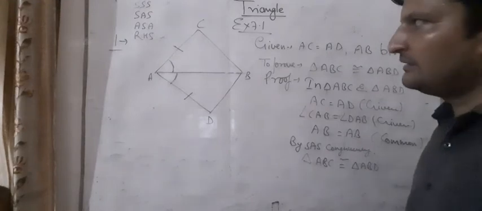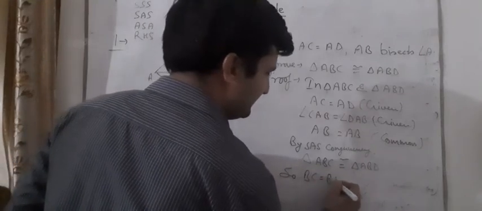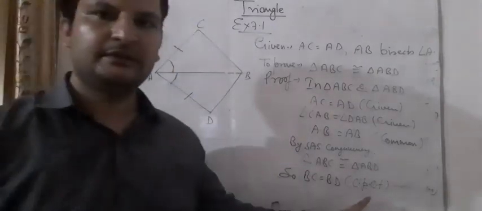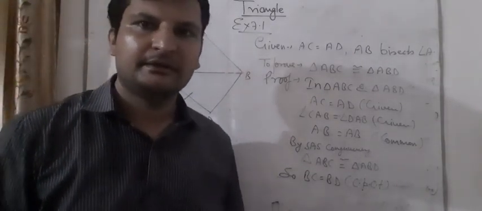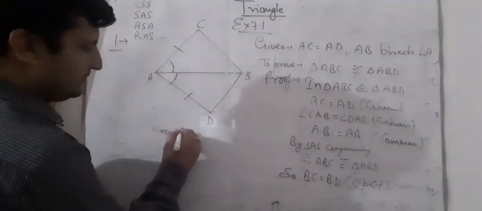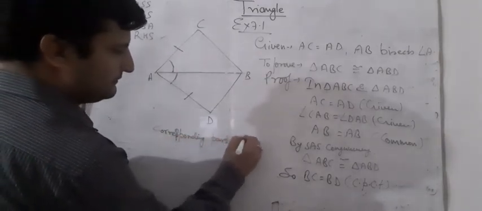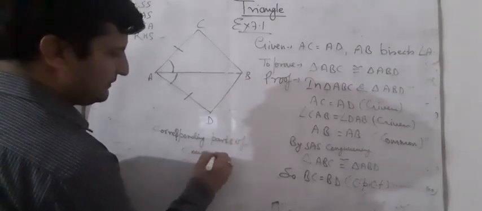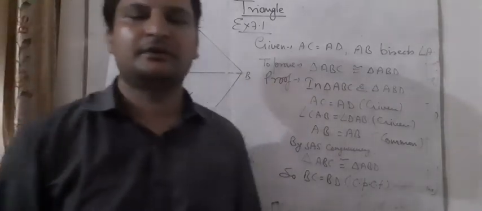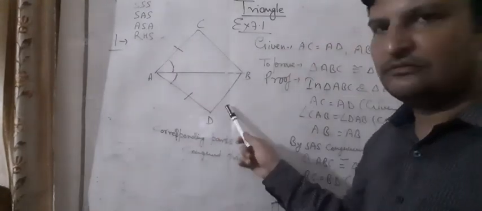These two triangles are congruent to each other, so we can say that BC is equal to BD. We can say that by CPCT. Now students, CPCT means, I have written it here, CPCT. CPCT means corresponding parts of congruent triangles. It means if two triangles are congruent, then their corresponding parts will also be equal.